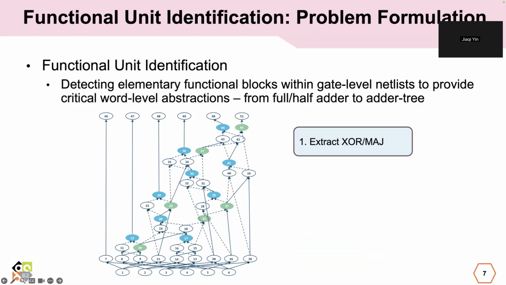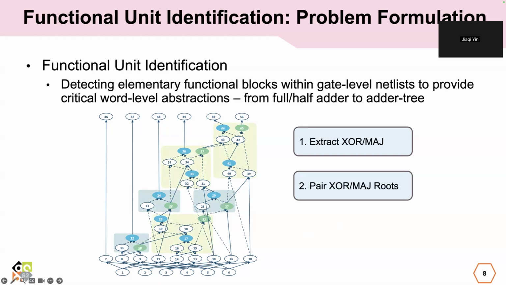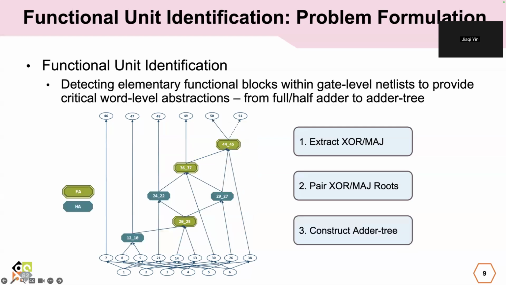A core task in symbolic reasoning is functional unit identification. It involves detecting the elementary functional blocks, like full adders, half adders, and the entire adder tree within the gate-level netlist. All of these provide a critical word-level abstraction. This process is illustrated in this figure. The first step is finding the primitive XOR and majority operations from the netlist. Then we pair these XOR and majority roots that share common inputs. Finally, from these paired components, we can reconstruct the higher-level structure. Ultimately, we can build the entire adder tree, providing a clear abstraction of the Boolean logic.